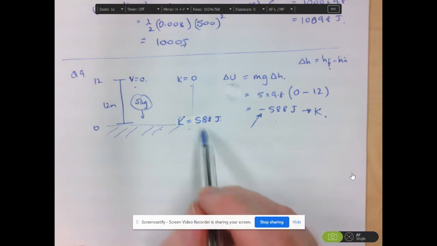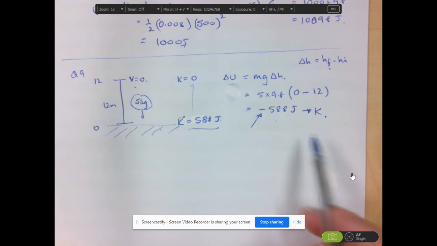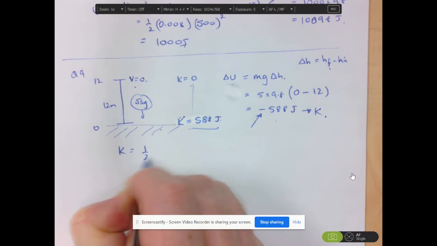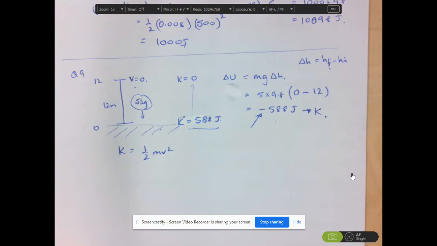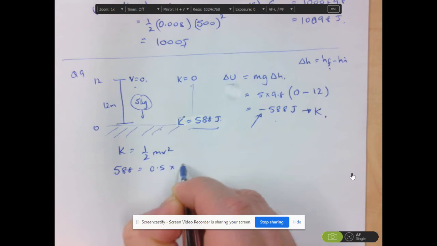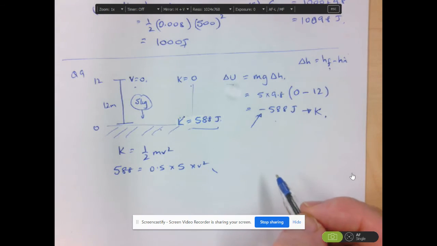Okay. If that's what we've got, which it is, we can now calculate the velocity it strikes the ground, because we know that the kinetic energy is a half mv squared. So 588 would equal 0.5 times 5 kilograms times v squared. We just rearrange that to find v. Okay. Question 10 often causes a problem because it's got an energy capacity in it. So let's move on to question 10.